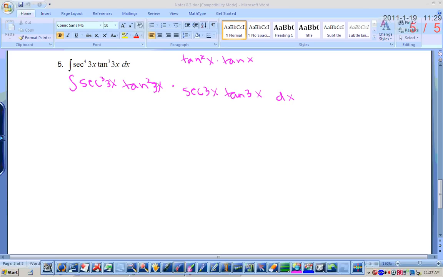Okay, so just making sure you understood. Okay, so tan squared using the big daddy is secant squared minus 1. So secant cubed 3x. Tan squared is 1 minus, or no, secant squared minus 1.